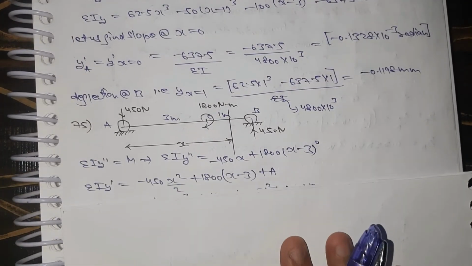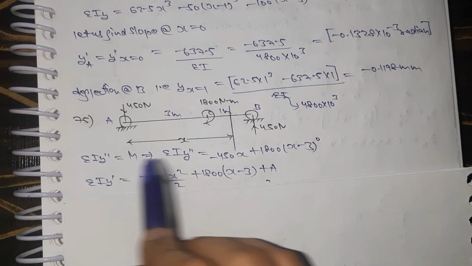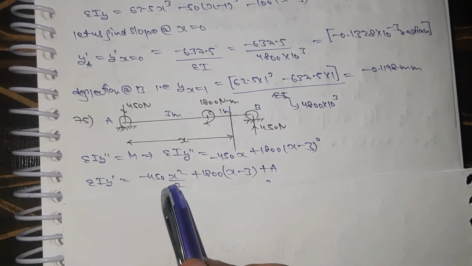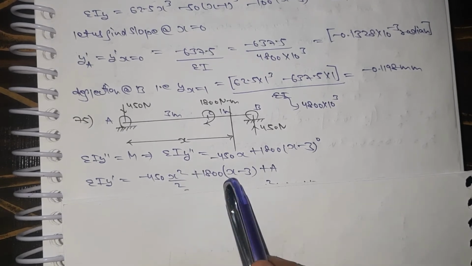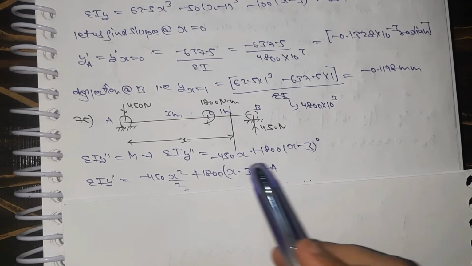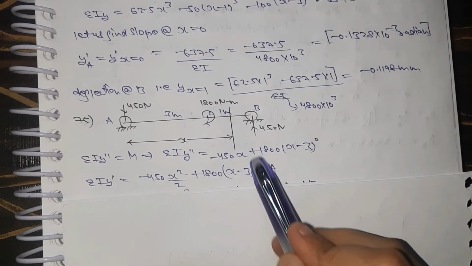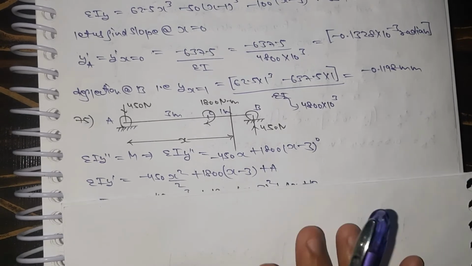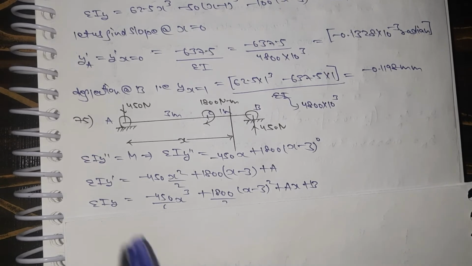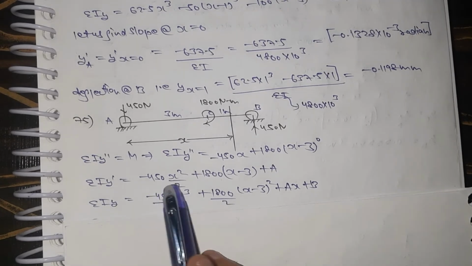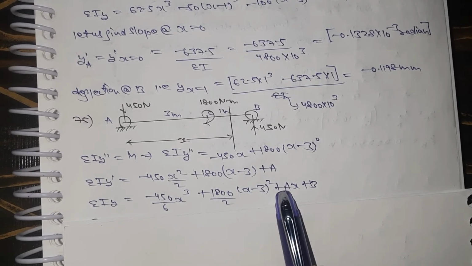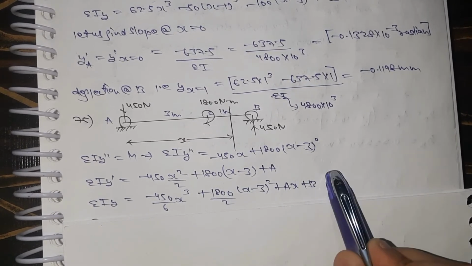Now I'll simply integrate the whole equation. Once I integrate, I'll get EI y dash equals minus 450 x square by 2 plus 1800 x minus 3. Earlier it was of 0 power, now it will become x minus 3 of power 1, plus the integration constant. Now I'm going to again integrate this whole equation, that is EI y equals minus 450 x cube by 6 plus 1800 x minus 3 square by 2 plus ax plus another integration constant b.